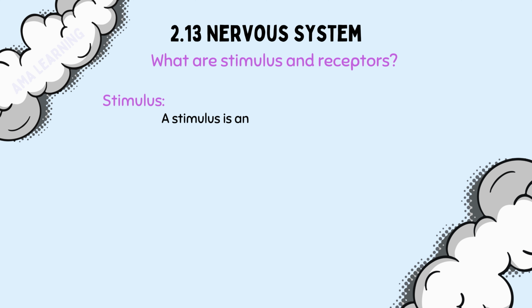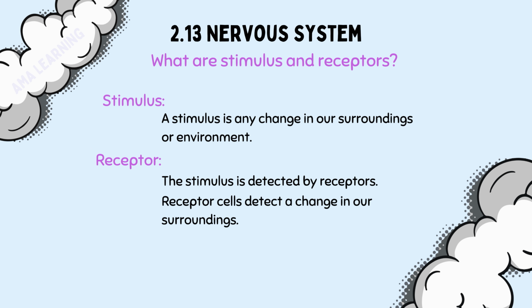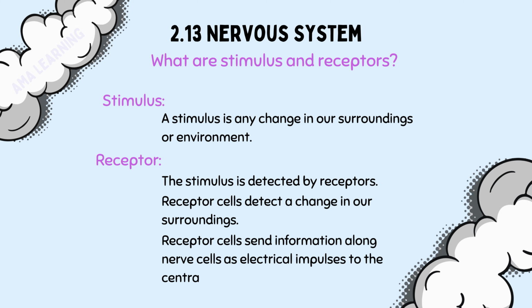A stimulus is any change in our surroundings or environment. The stimulus is detected by receptors. Receptor cells detect a change in our surroundings. Receptor cells send information along nerve cells, in this case the sensory neurons, as electrical impulses to the central nervous system, CNS.